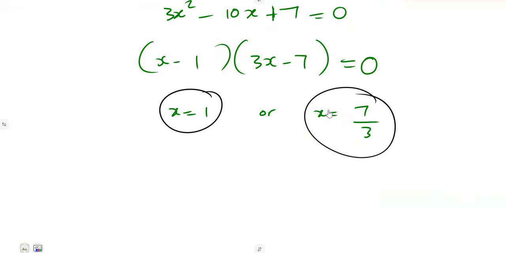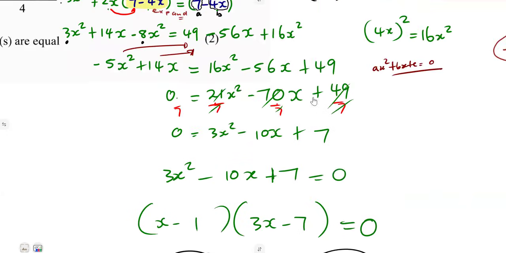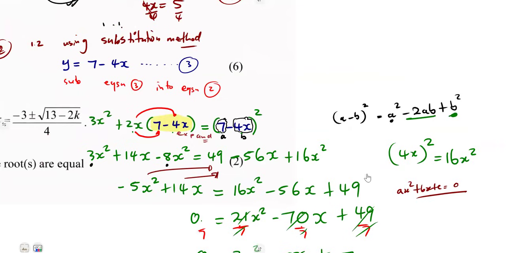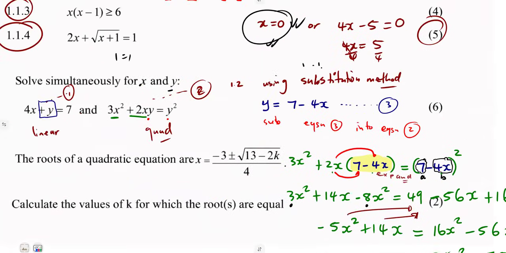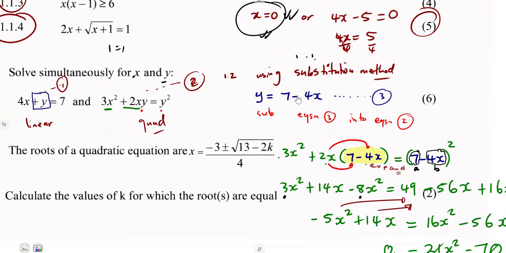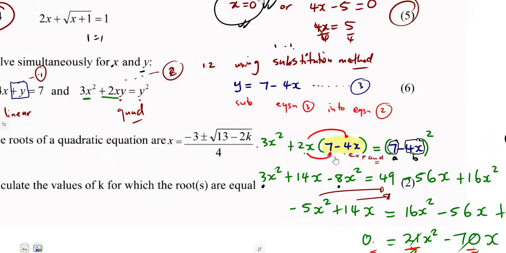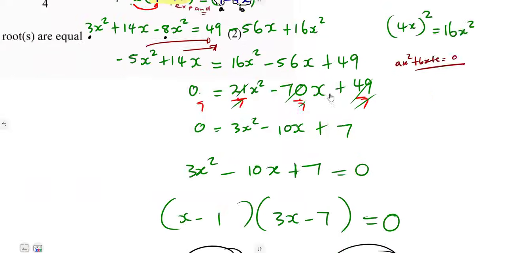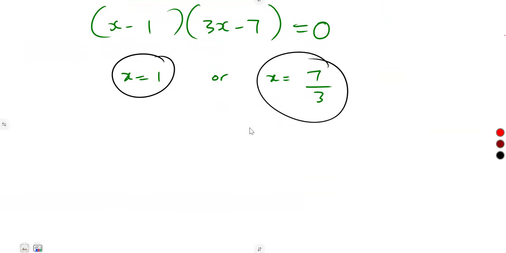What about the values of y? We can obtain easily the values of y from equation 3. Remember, in equation 3, we already made y the subject of the formula. Y is the subject already, so it is easier for us to use equation 3. Y is equal to 7 minus what? 4x. So you can simply use equation 3.